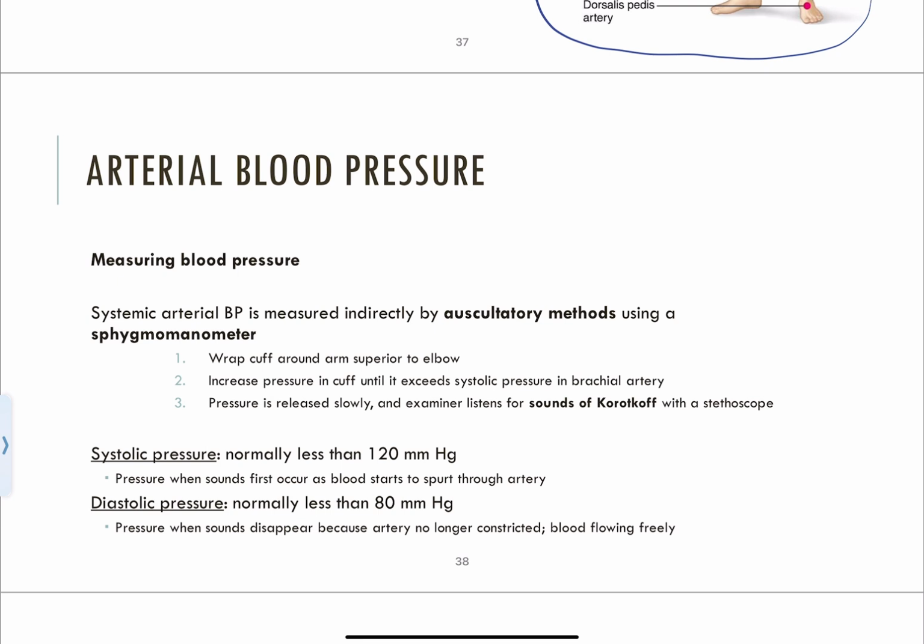And then the pressure is going to release slowly, and it's going to listen for sounds of Korotkoff with a stethoscope. So like I mentioned before, systolic pressure should normally be about 120 millimeters of mercury, and that represents when the first sounds are heard as the blood starts to spurt through the artery when the pressure starts to be released. The diastolic is normally around 80 millimeters of mercury, or should be lower than that. And this pressure is when the sounds disappear because the artery is no longer constricted at all. So that's why it slowly releases the pressure.